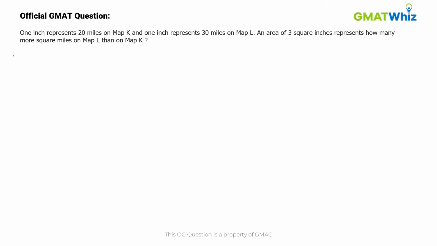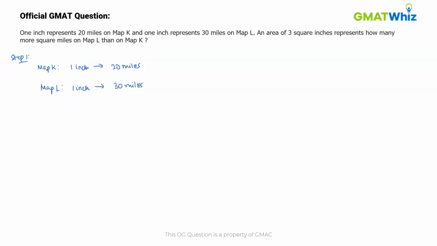In this question, we are given that 1 inch represents 20 miles on a map K. Now, let's write down all the information from the question as we read it. So, on map K, 1 inch represents 20 miles, and on map L, 1 inch represents 30 miles.